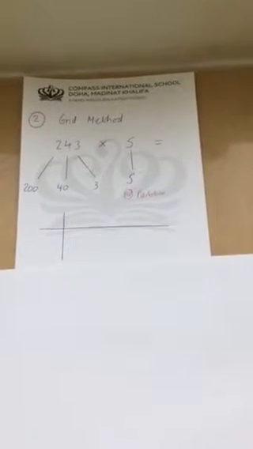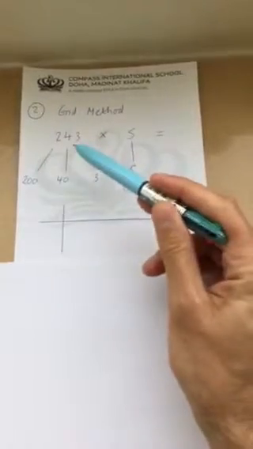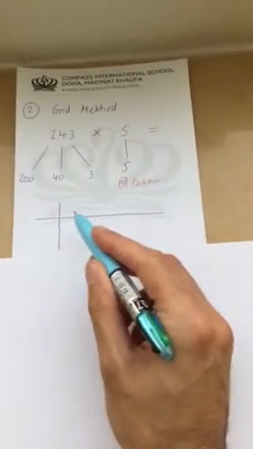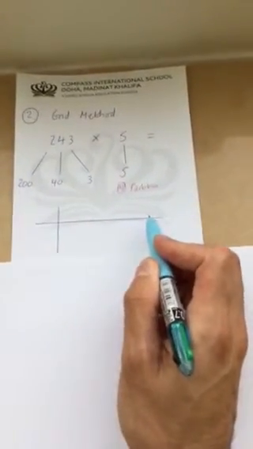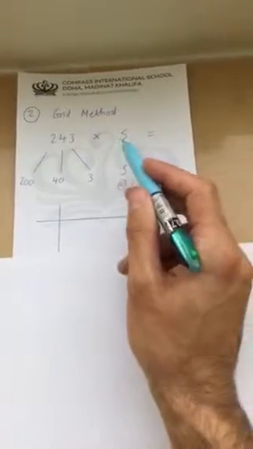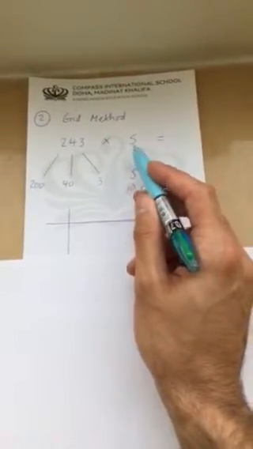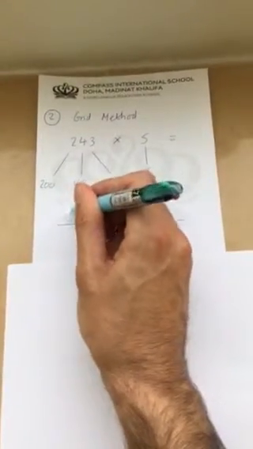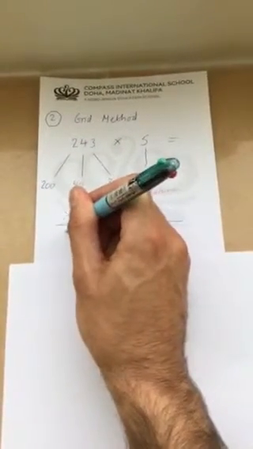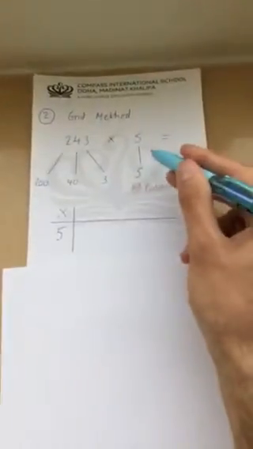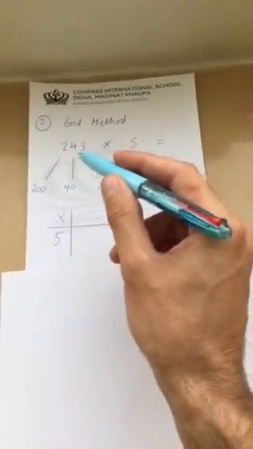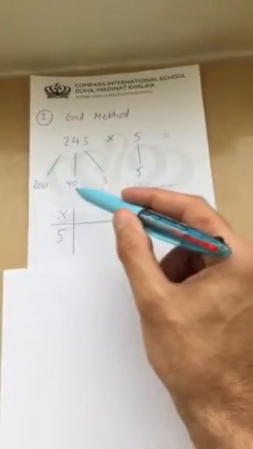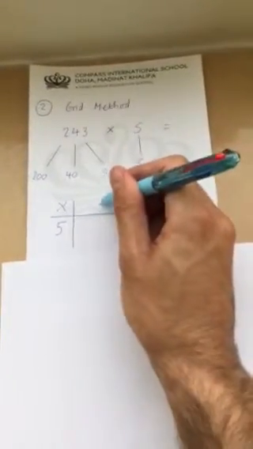Now, the number on the left-hand side, the number you are multiplying, 243, that needs to come in this area here. And the multiplier, the second number, you put here. So let's set this grid out. The 5 goes there. Now, we need 3 columns here. One for 200, one for 40, and one for 3.